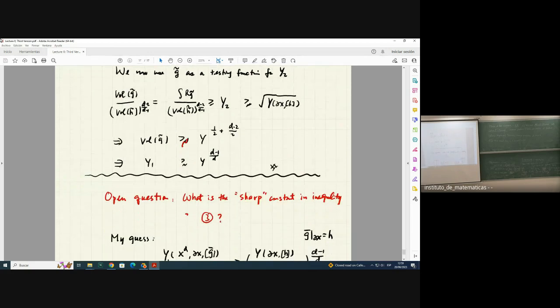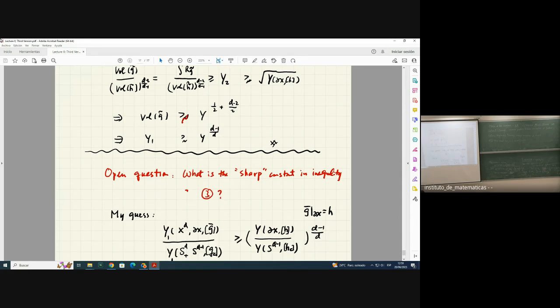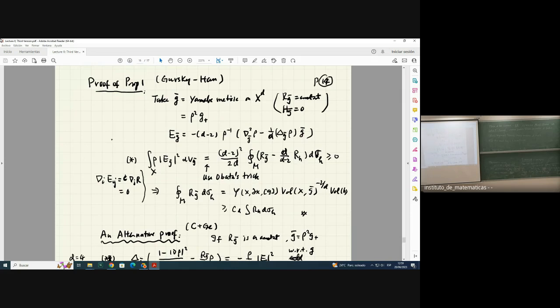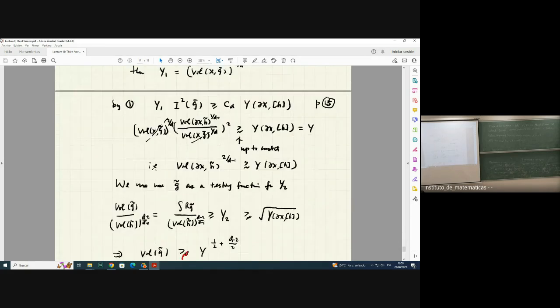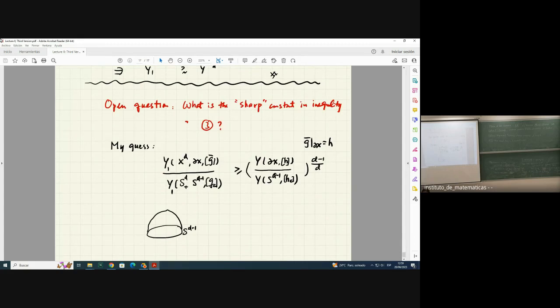And an open question, which I find interesting, is what is the sharp constant in this third inequality? If you want to compare the Yamabe constant on the interior to the boundary, what is the sharp constant? Here is a guess. I think the right strategy will be to look at the quotient. My guess is the Yamabe constant of Y1 on this D-dimensional setting should compare with the model case. The model case is the upper half ball with S n-1 on the boundary. The ratio of that constant should be greater than or equal to the ratio of the boundary Yamabe constant divided by the Yamabe constant on the standard model. That should be the natural constant, but I don't know how to prove that.